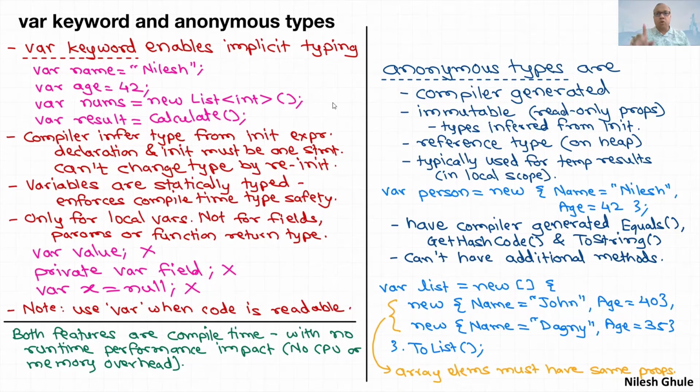I just want to reiterate that both of these features are implemented at compile time. So the IL code is generated by the C# compiler, and that is the reason at runtime there is no performance penalty. There is no memory overhead too. So you can use these features effectively in LINQ. Now you are ready to learn about LINQ.